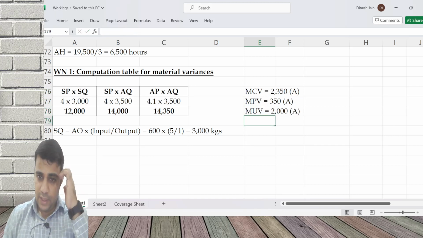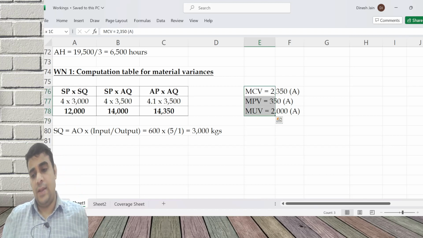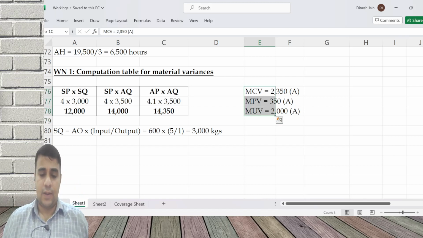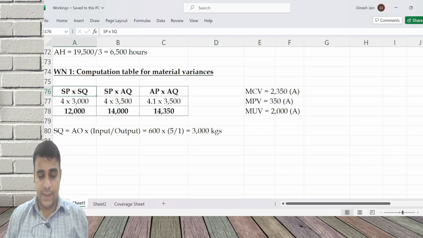Once you're done with the table, you can just copy paste these three variances. Let's not spend time on doing calculation. I'll need this to do reconciliation. Material cost is 2350 adverse. Material price 350 adverse. Material usage 2000 adverse. I'll need it for doing some reconciliation. Material variances table.